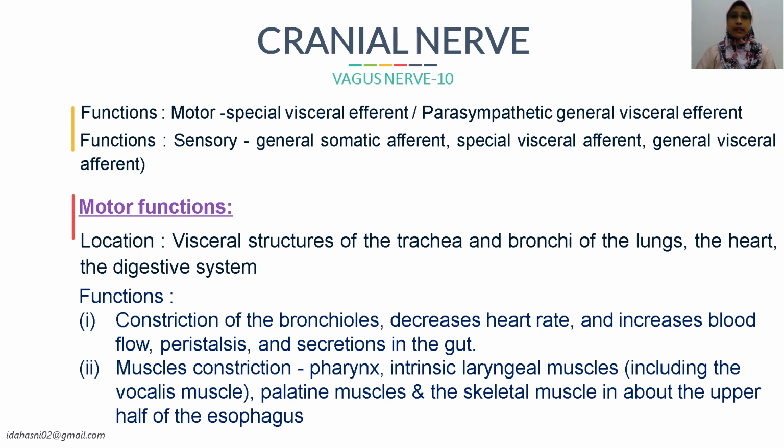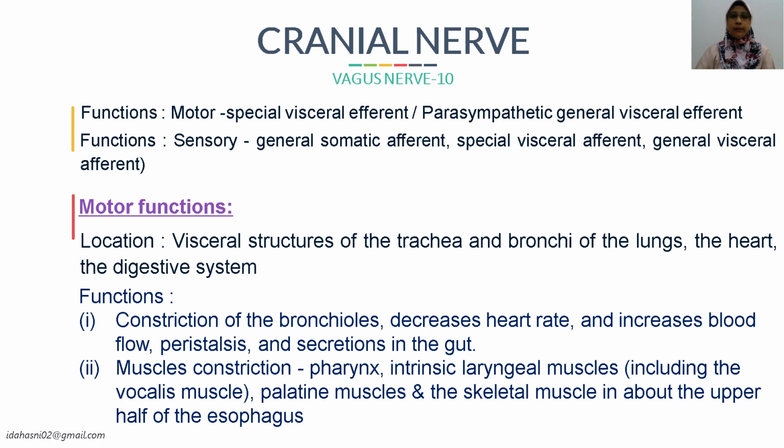The superior ganglion of this nerve contains the cell bodies of somatic afferent fibers, and the inferior ganglion contains the cell bodies of visceral afferent fibers. For sensory functions, the vagus nerve has three components, which are somatic afferent, special visceral afferent, and general visceral afferent. For motor functions, the vagus nerve has special visceral efferent and a parasympathetic component, which is general visceral efferent.